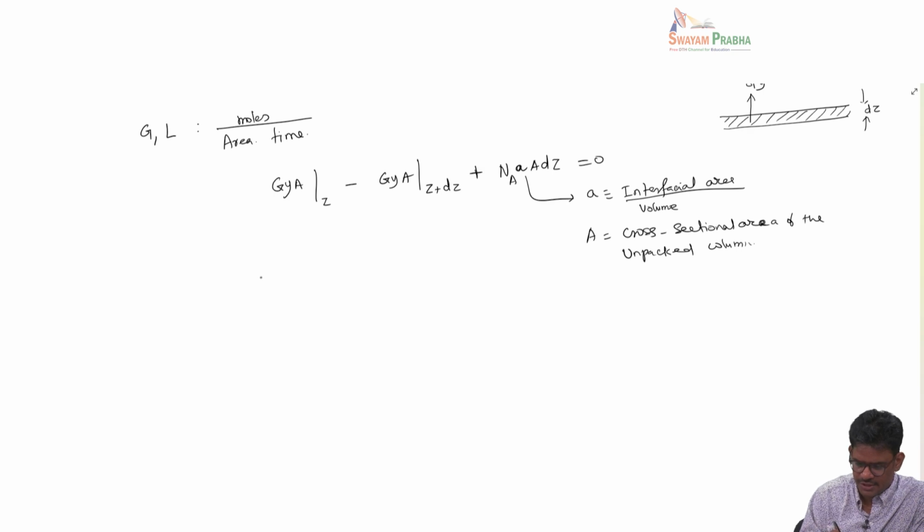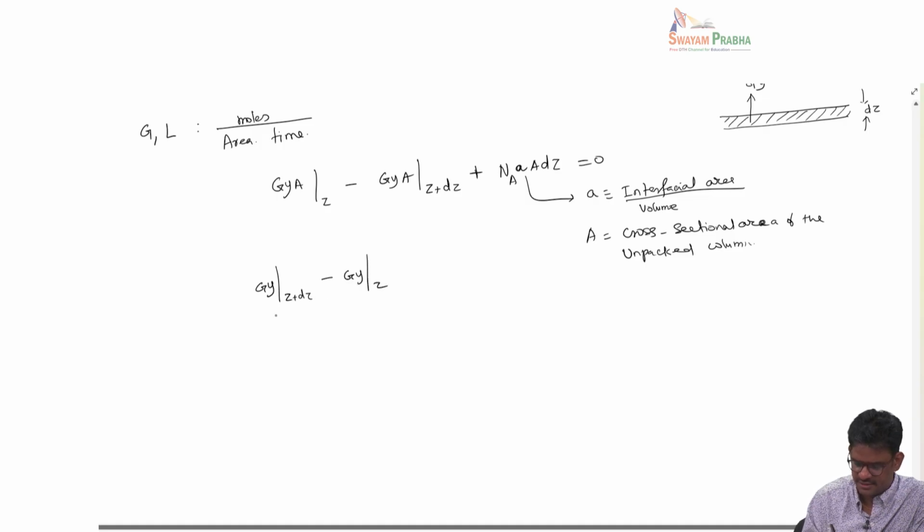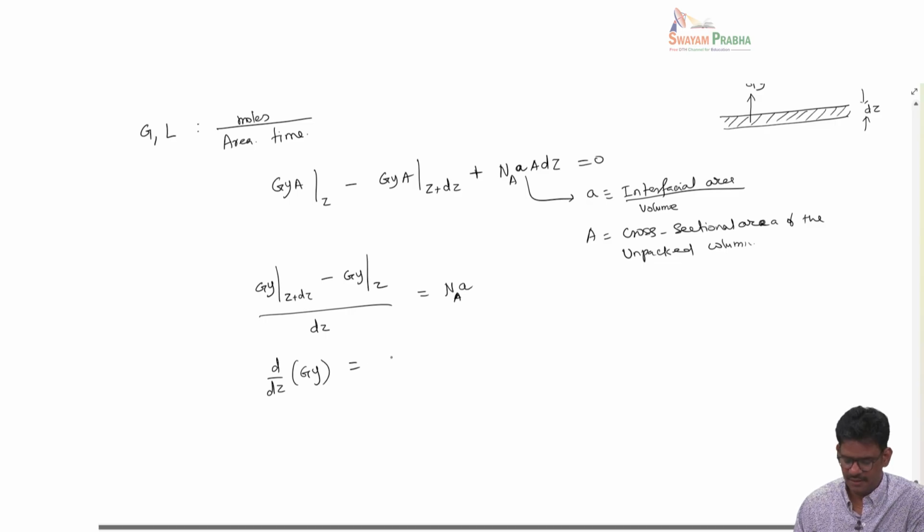So rearranging this equation, we see that Gy at Z plus dz minus Gy at Z by dz is equal to Na times A. So the left hand side can be written as d by dz of Gy, that is equal to Na. This Na here is Ky prime times Yi minus Y times A.